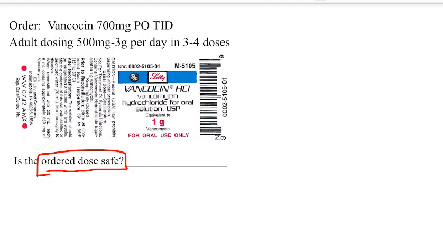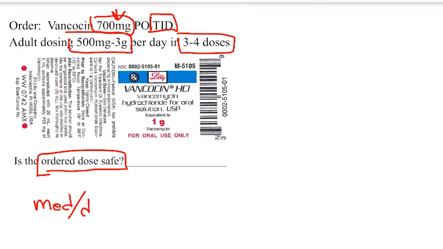Okay, so in this case, my doctor's order is 700 milligrams 3 times a day. And my safe range is 500 milligrams to 3 grams per day divided in 3 to 4 doses. So there's a lot of possible confusion here. So first thing I'm going to do is find out how much medication per day my patient is getting. Med per day equals how much med per dose times how many doses per day.